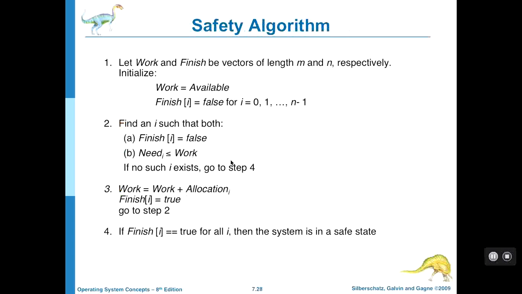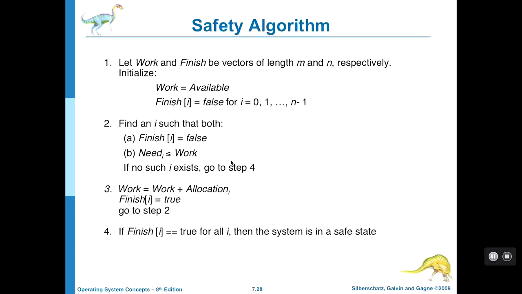Here is the algorithm for Banker's algorithm. You're going to have 2 additional vectors, work and finish. Work is of length m and finish is of length n. So you'll initialize work equal to available and finish equal to false for every single process, and i is for the processes. Find an i such that both finish is false and need is less than work, and if no such process exists, go to number 4.